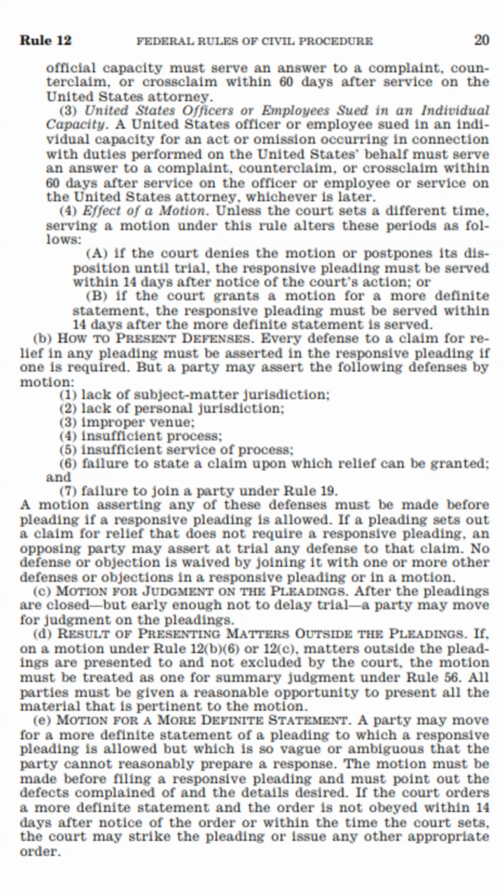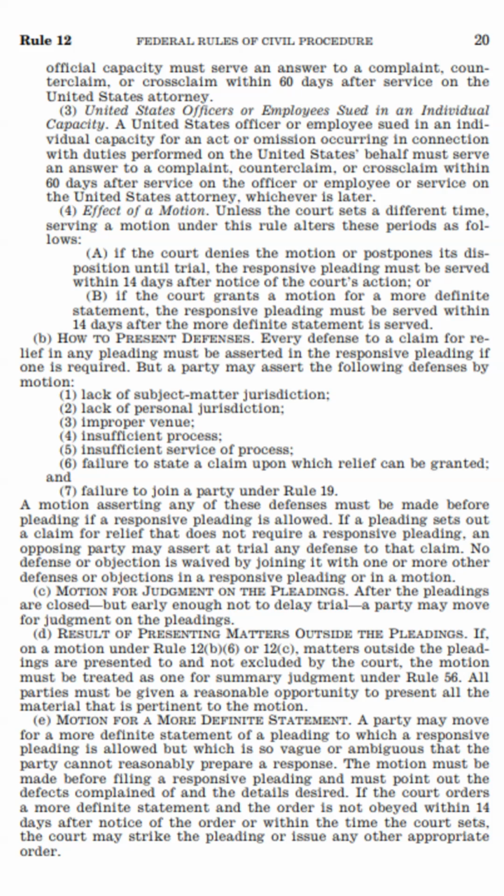If a pleading sets out a claim for relief that does not require a responsive pleading, an opposing party may assert at trial any defense to that claim. No defense or objection is waived by joining it with one or more other defenses or objections in a responsive pleading or in a motion. C. Motion for judgment on the pleadings. After the pleadings are closed, but early enough not to delay trial, a party may move for judgment on the pleadings.